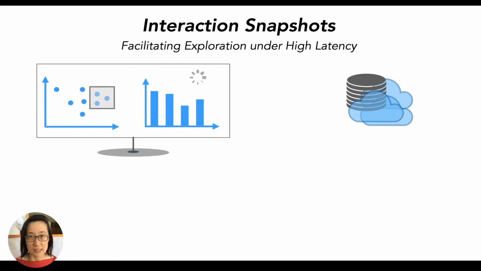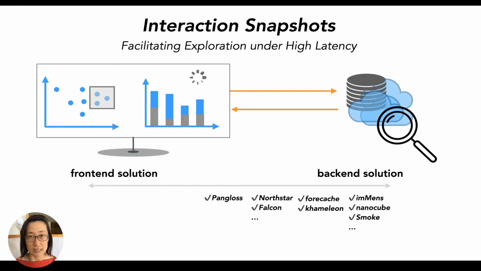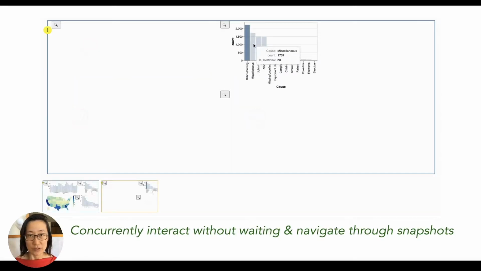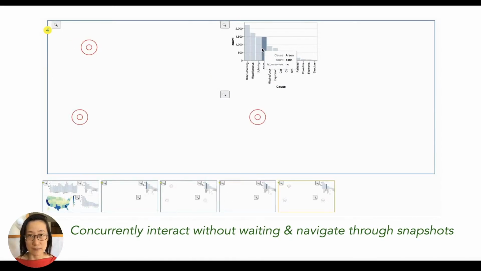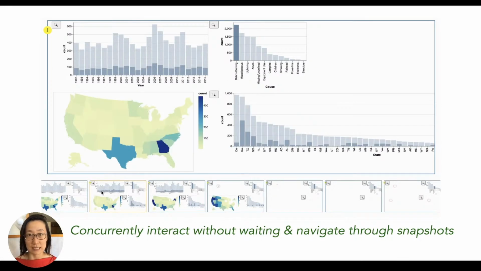Interacting with large datasets could be painfully slow. We can reduce the latency with faster backends, but that's not always attainable. Here, we investigate a solution that only leverages techniques on the front end. We propose interaction snapshots, where users can view the results at a later time. We found that users experienced much less frustration and were able to complete the tasks faster.